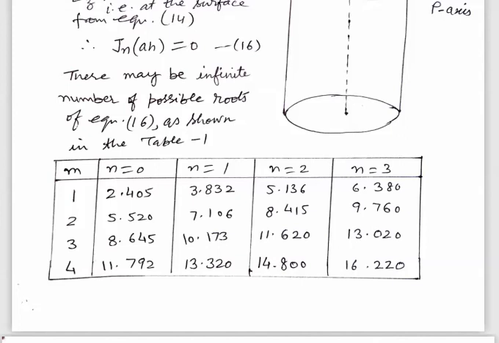a few roots of equation number 16 for the Bessel function for order n equal to 0, n equal to 1, 2, 3, and the number of roots, which is represented by the integer m equal to 1, 2, 3, 4 etc. It means the first root, second root, third root corresponding to the order n. So from this equation we can find out the roots, that is, it will give us the values of ha.